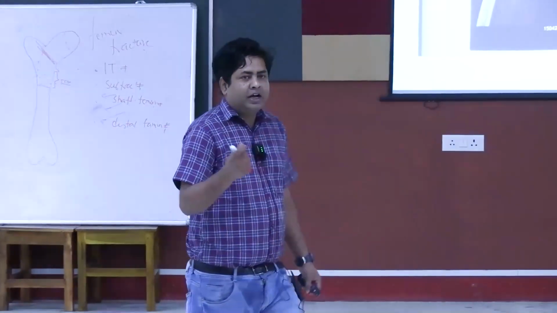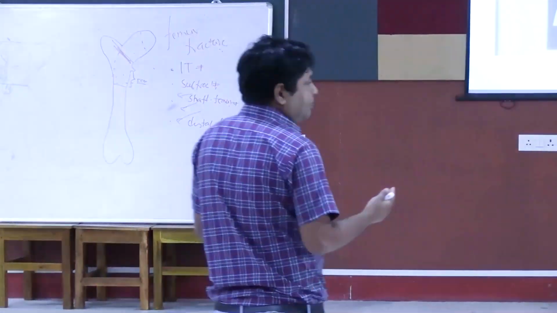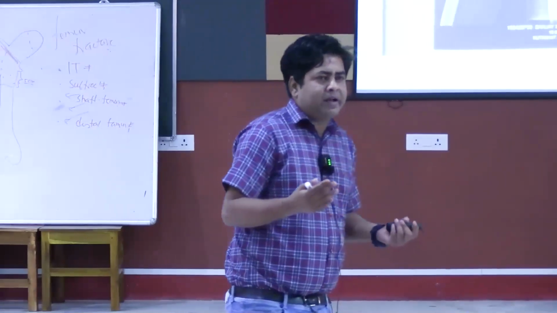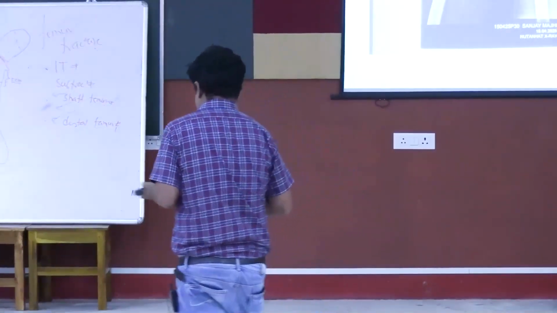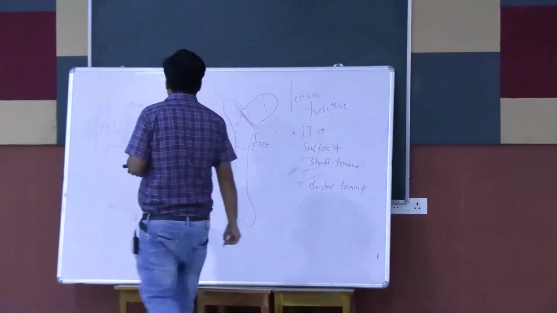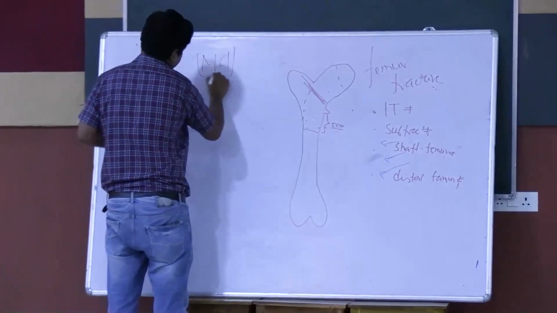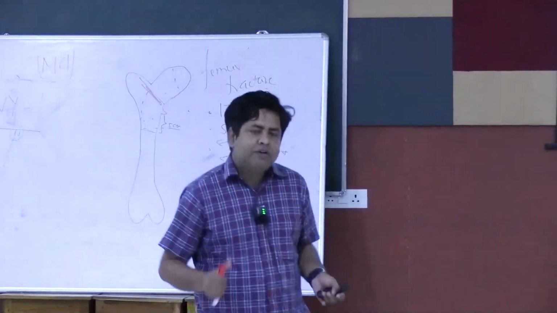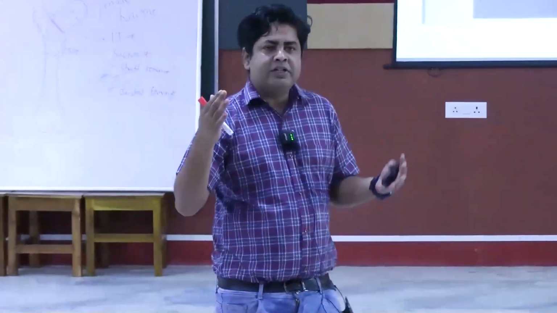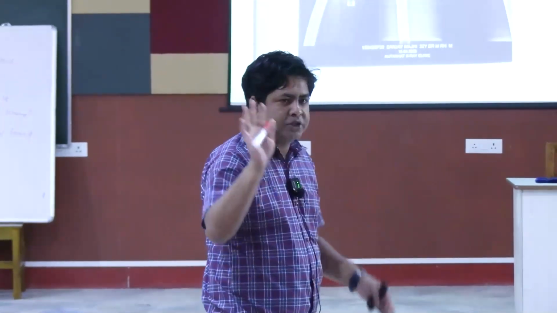You have basically done the definition of the fracture, and then next question, what is the mechanism of fracture injury? How does fracture occur? What is the possible way the shaft femur has broken?